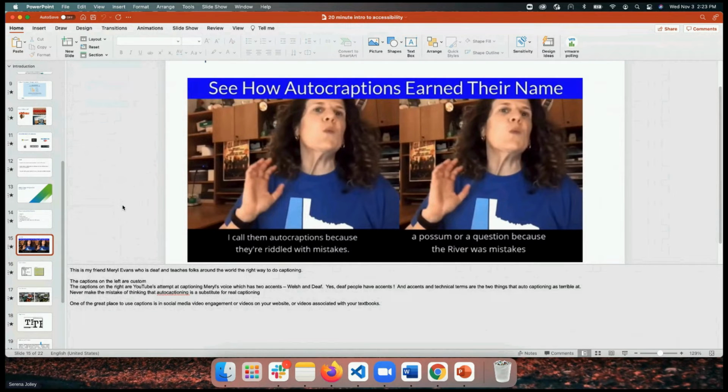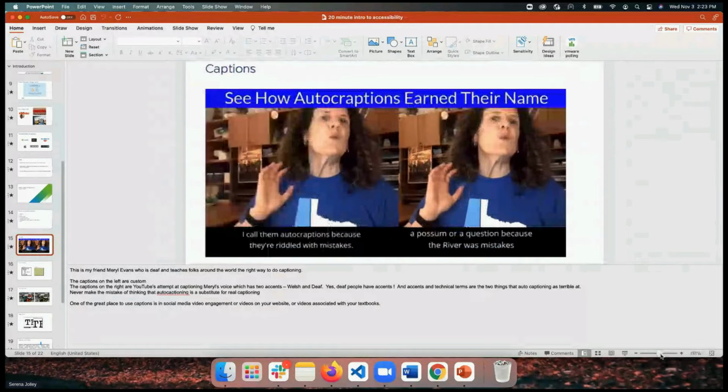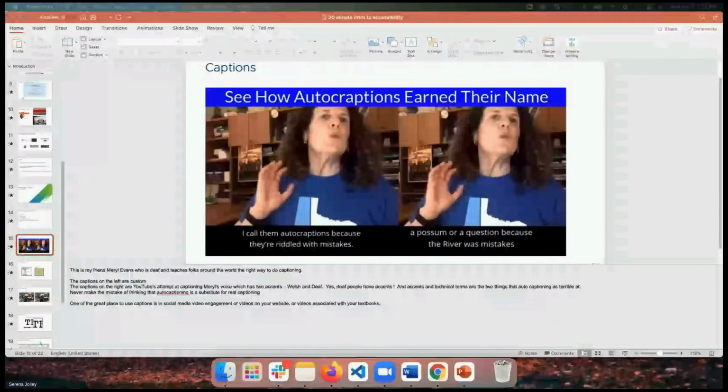And if you're somebody who can't hear at all, like my friend Meryl, you can see she's got custom captions that she typed in herself on the left-hand side, where it says, I call them autocaptions because they're riddled with mistakes. And on the right-hand side, with YouTube automatic captioning, YouTube automatic captioning thought she said a possum or a question because the river was mistakes. So you can see it's garbage. You've completely lost the meaning of what it is that she said.